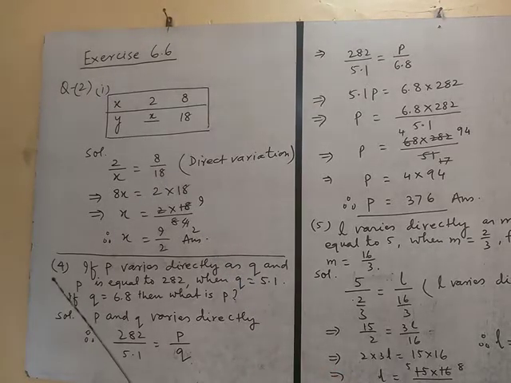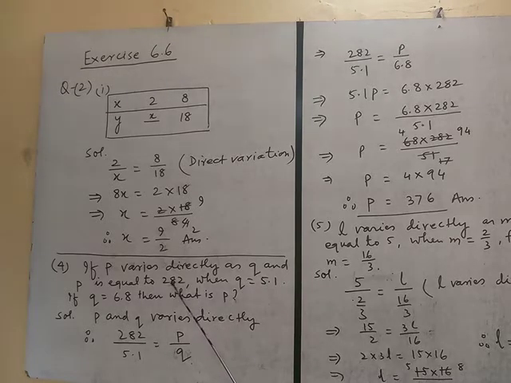Now question number 4. If P varies directly as Q and P is equal to 282 when Q is equal to 5.1, if Q is equal to 6.8, then what is P? Okay, this is P and this is Q, and they vary directly. Q is given here, P we have to find.